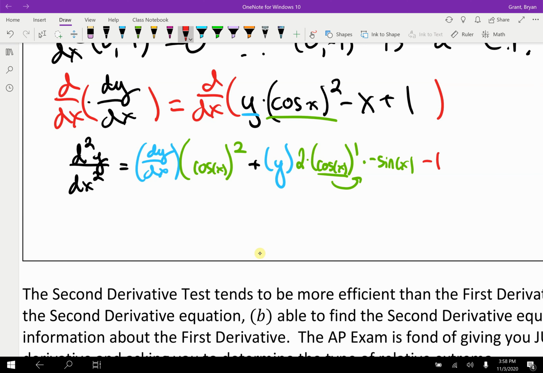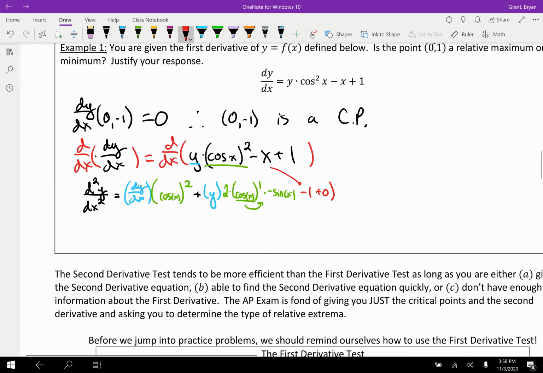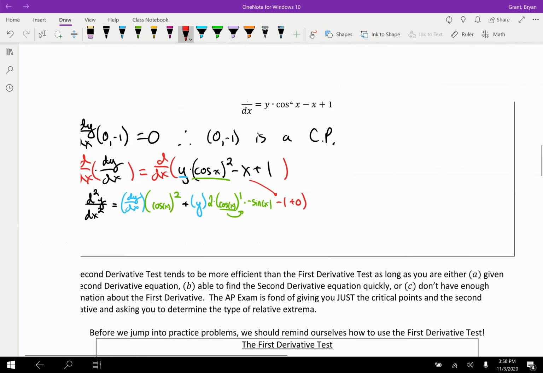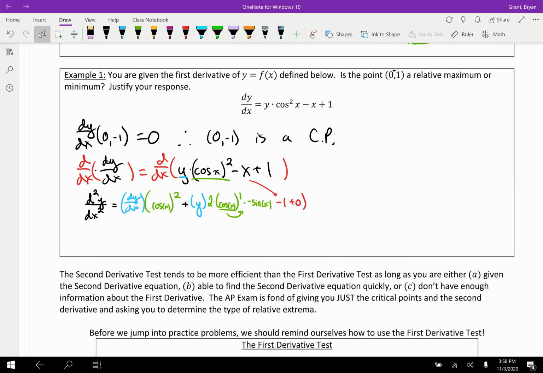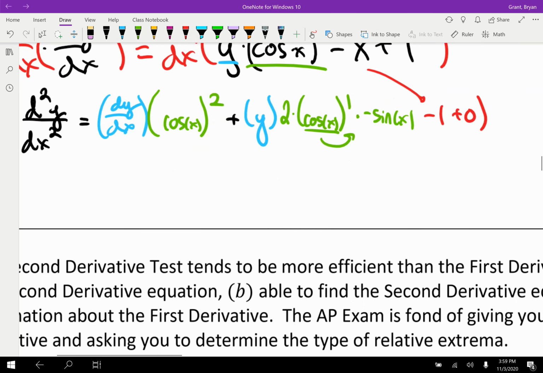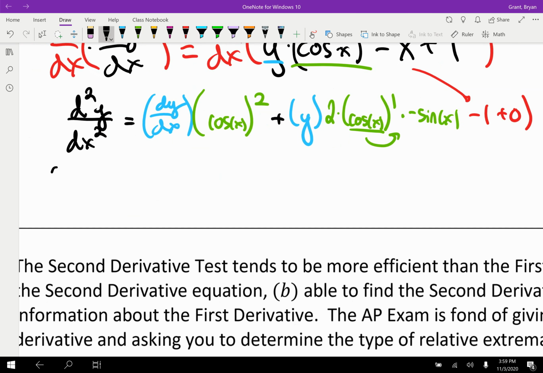Cool. Now let's finish off the rest of this. Derivative of negative x is negative 1, and the derivative of 1 is just 0. Probably don't need to put that, but that's fine. Great. Now we have the second derivative. How do we perform the second derivative test? Well, what we really need to know is the concavity at this critical point. So essentially we need to evaluate the second derivative at the given point, (0, -1).